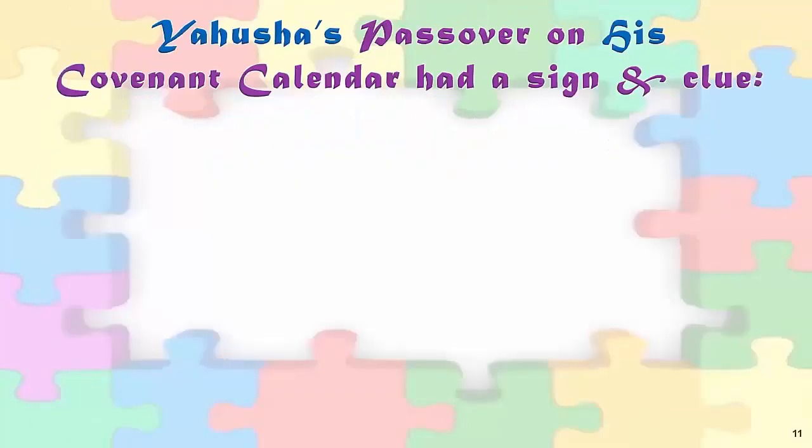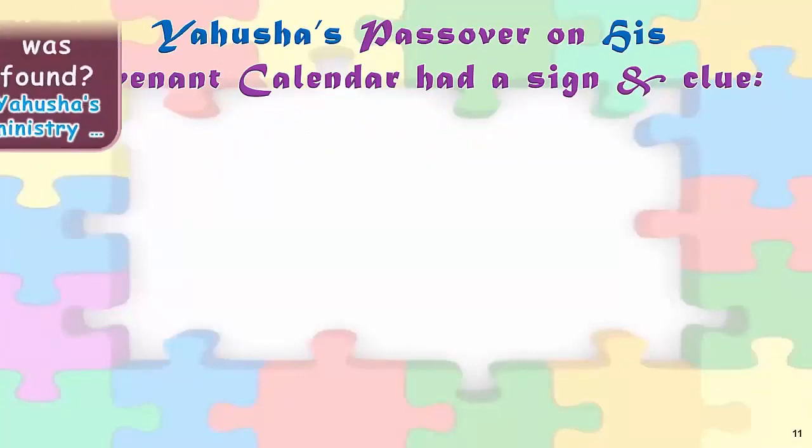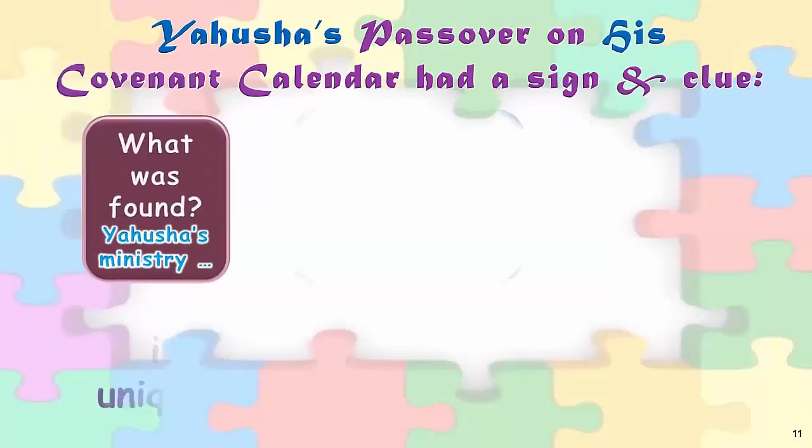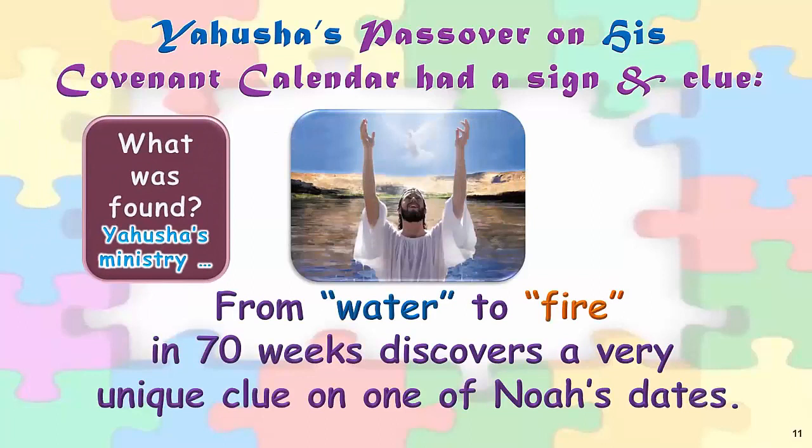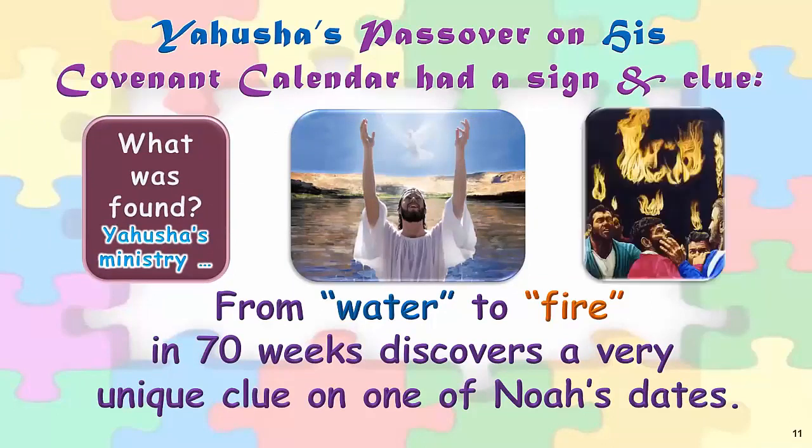Yahusha's Passover on his covenant calendar had a sign and clue. What was found? Yahusha's ministry. From water to fire in 70 weeks discovers a very unique clue on one of Noah's dates. Yes, one date from the flood is extremely important, very highly critical.